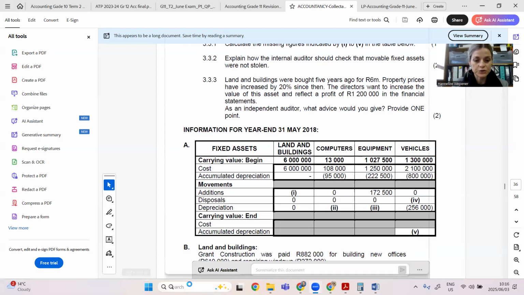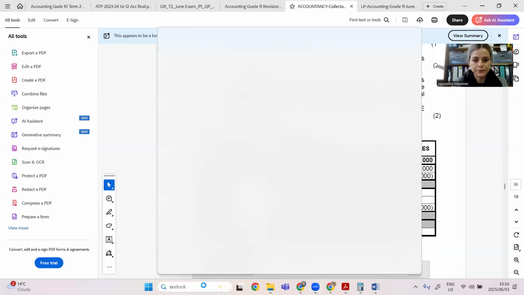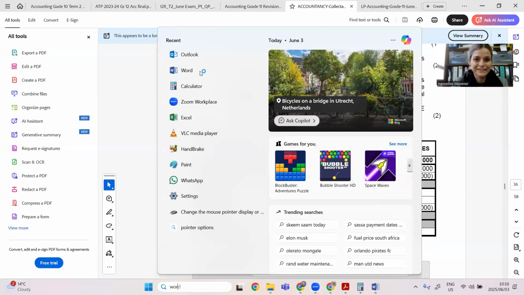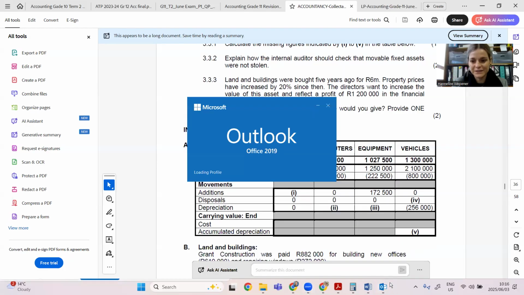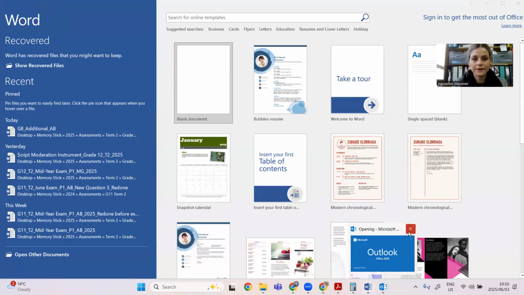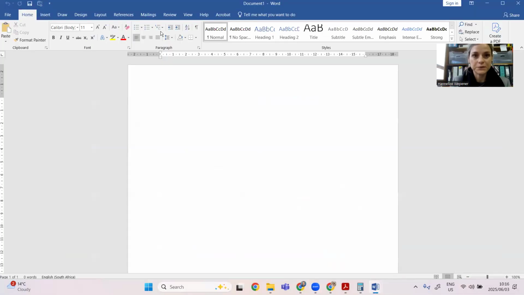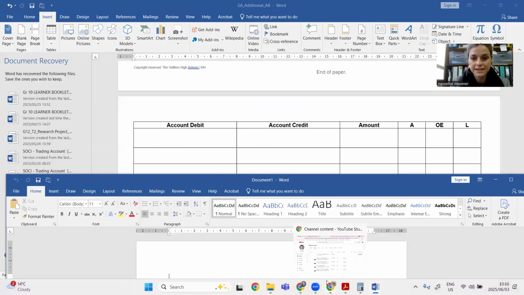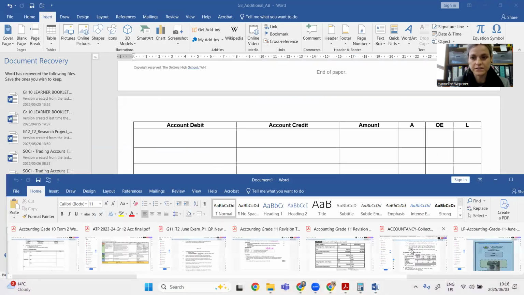So I actually wanted to open a Word document real quick to do calculations. No, not Outlook, Word. There we go. Let me just close this. I didn't even use this. There we go. Okay, so I want a Word document for all of my calculations, and then I want to get my fixed assets question back.